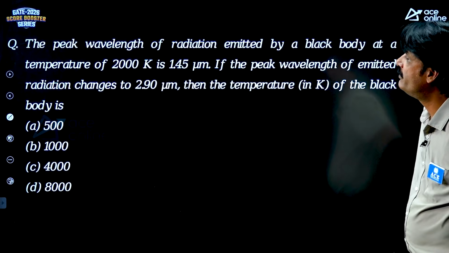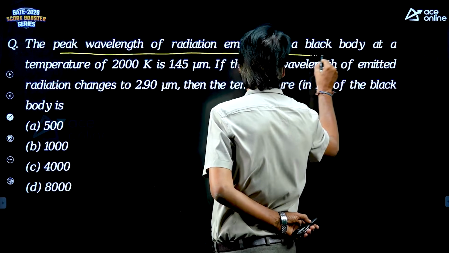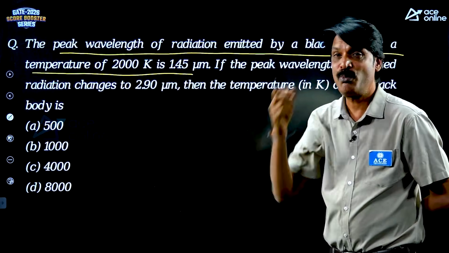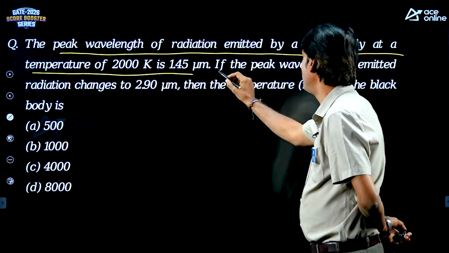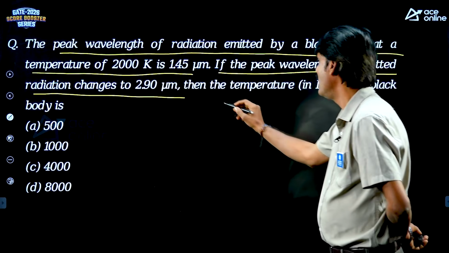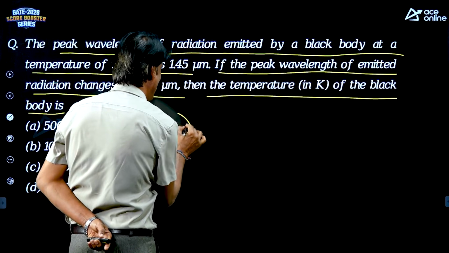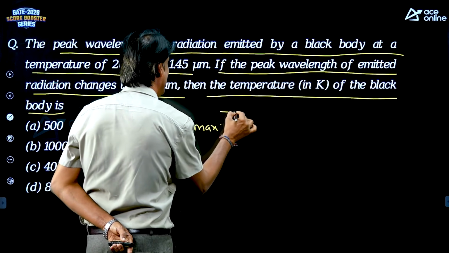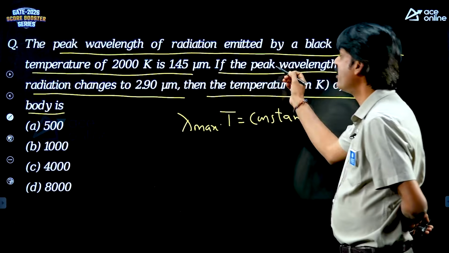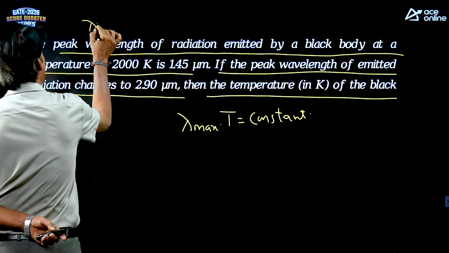If you look at this question, the peak wavelength of radiation emitted by a black body at a temperature of 2000 Kelvin is 1.45 micron meters. If the peak wavelength of the emitted radiation changes to 2.9 micron meters, then the temperature of the black body is, this is lambda max into T is always constant for a black body, and he is not giving you wavelength at any other point, rather he is giving you peak wavelength, lambda max.